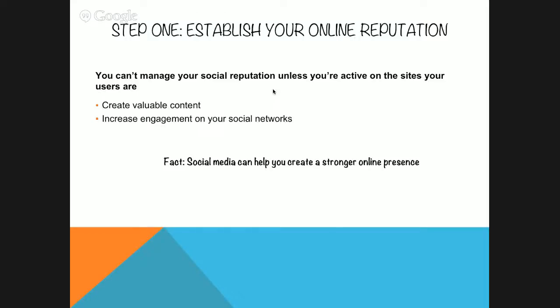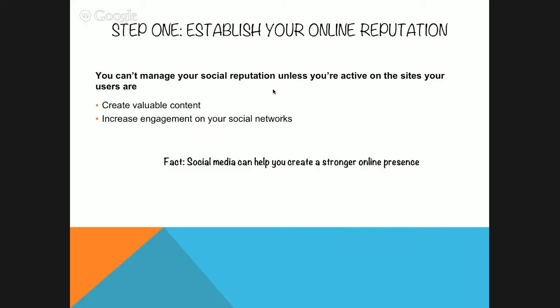So step one, you need to establish your online reputation. And what I mean by that is you actually have to be on the sites that your customers are on. If you're not active on those sites, then it's not very beneficial when people are leaving reviews because you can't interact with them.